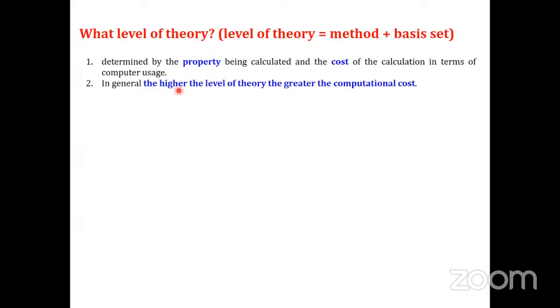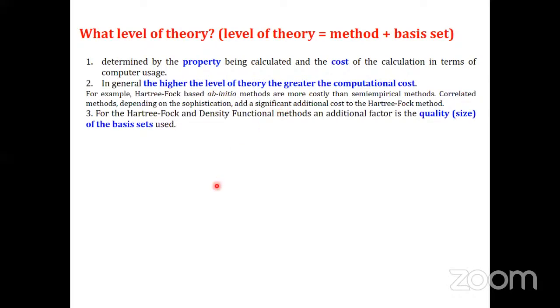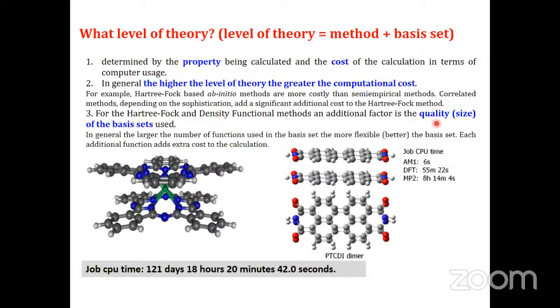Second, in general, a higher level of theory requires greater computational cost. For example, Hartree-Fock based ab initio methods are more costly than semi-empirical methods. Correlated methods, depending on sophistication, add a significant additional cost to the Hartree-Fock method. For Hartree-Fock and density functional methods, an additional factor is the quality, that is the size, of the basis set which we are deploying. In general, the larger the number of functions used in the basis set, the more flexible or better the basis set is. Each additional function, remember, adds extra cost to the computation.